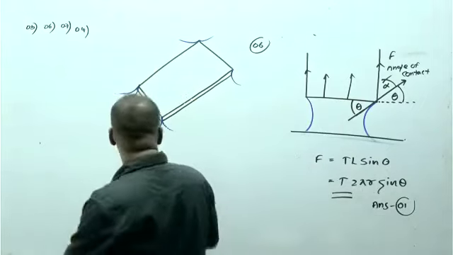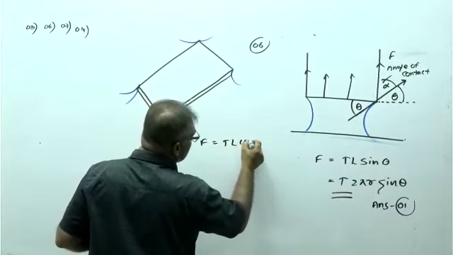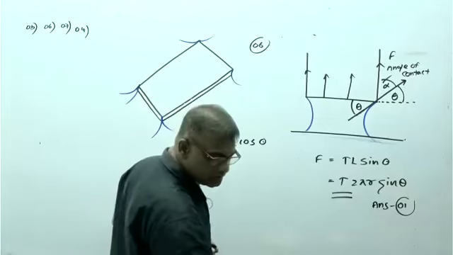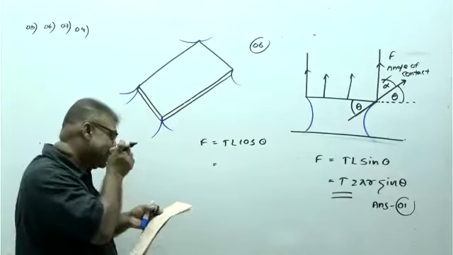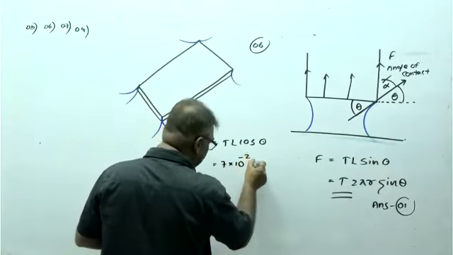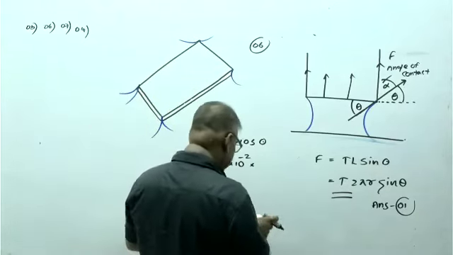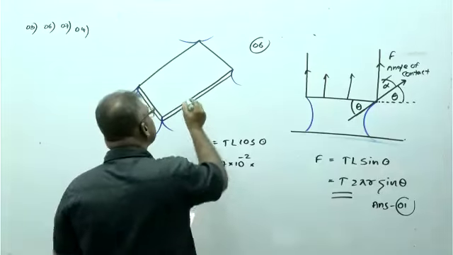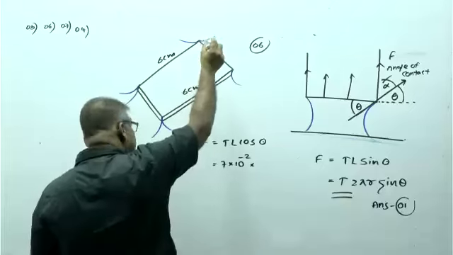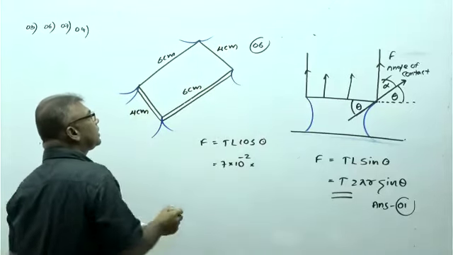Anyhow, take F equal to TL cos 0. T, the coefficient of surface tension, is 7 into 10 to the power minus 2. L is the circumference throughout the entire length. We can say two sides of 6 centimeter each, 6 centimeter here. Here we have 4 centimeter. This and this are 4 centimeter.